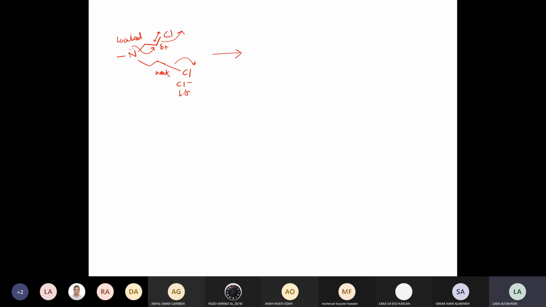What is formed? The chloride, the halide, left as a chloride. Is there any new covalent bond formed? Let's draw the compound as it is. This is carbon 1, this is carbon 2. Okay. Are there any new bonds that were formed now between the nitrogen and carbon in this compound?